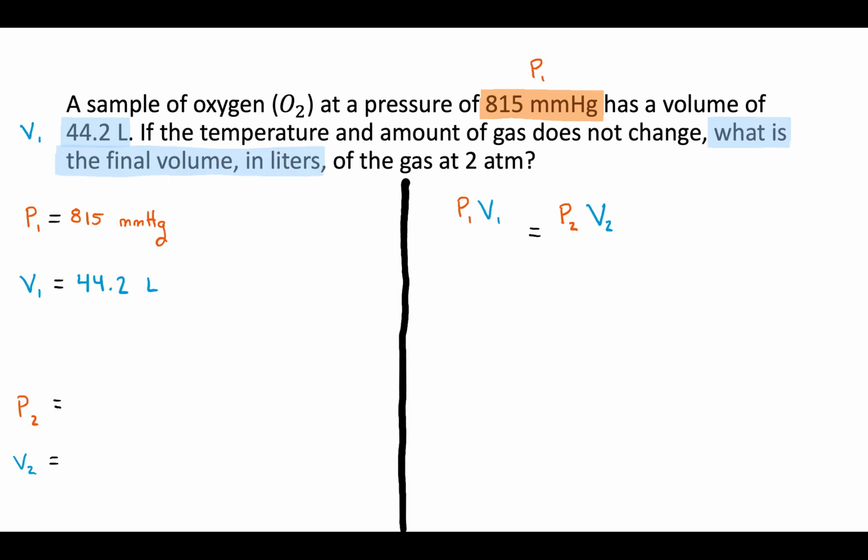And it says, what is the final volume in liters? So that's what they're asking for. They're looking for V2, specifically in liters. And then they say, of the gas at 2 atmospheres. That is our P2, so I'll plug that in there.